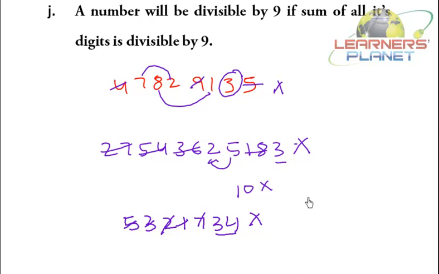Let's take one more example. Over here, I take any random number: 4, 1, 1, 2, 1, 3, 6. Okay, now 3 plus 6 is divisible by 9. Then 1 plus 2, 3, 4, 5 and 4, 9. So the complete number is divisible by 9. Okay, I hope you are clear about the test of 9.